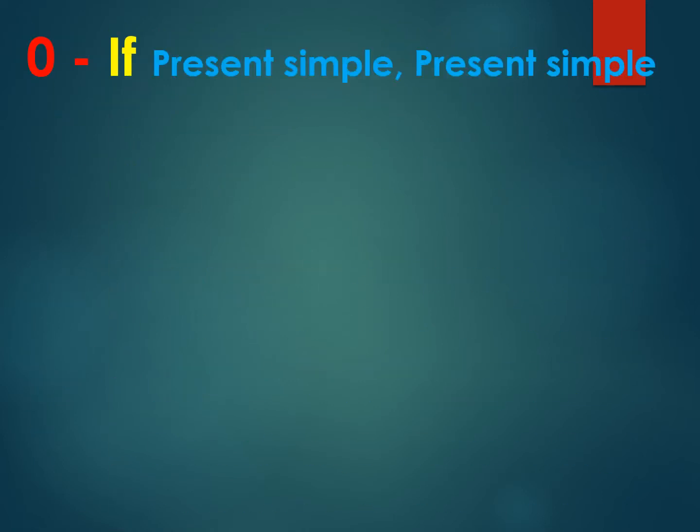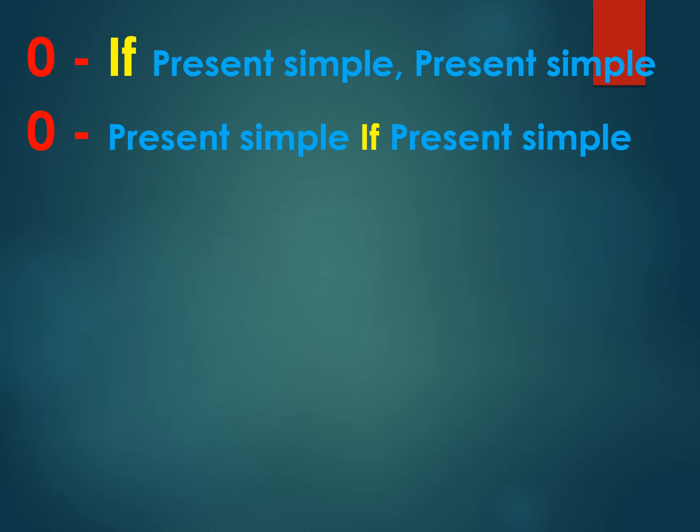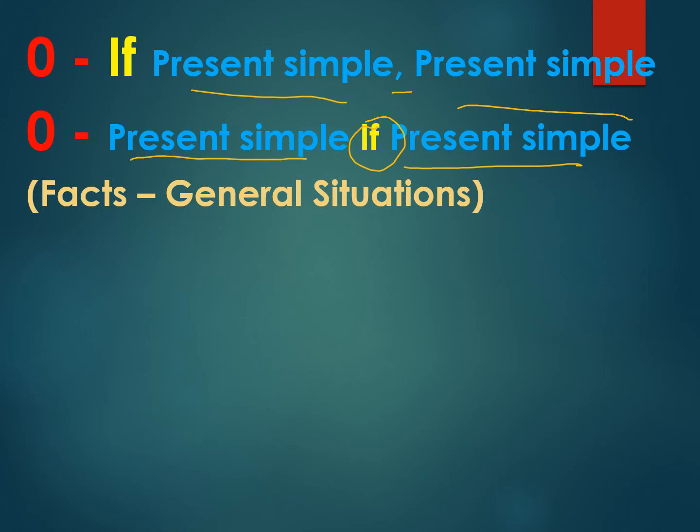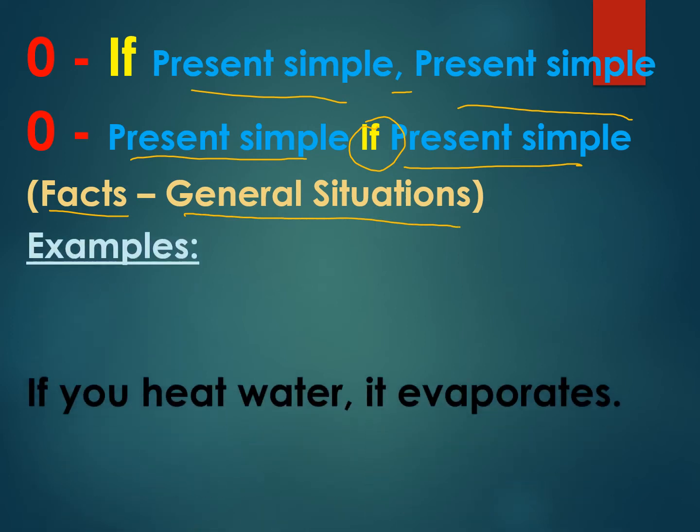Now let's see one by one. The zero conditional, if present simple, present simple. If we have if here in the middle, we don't use that comma, so the sentence will be without a comma, and if is followed by the if clause, which is in the present simple, and then the main clause, the present simple too. Okay? When should we use this zero conditional? We use it for facts and for general situations. Like what? Let's see the examples.